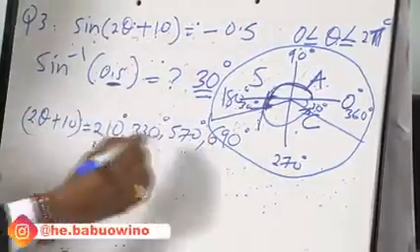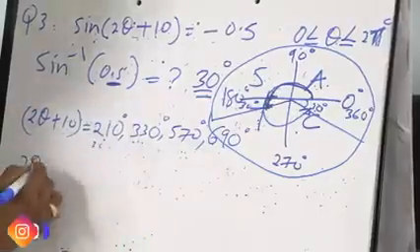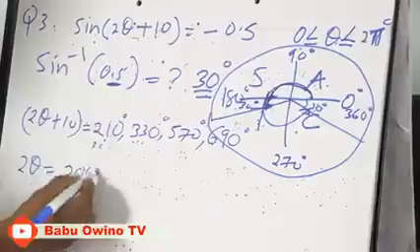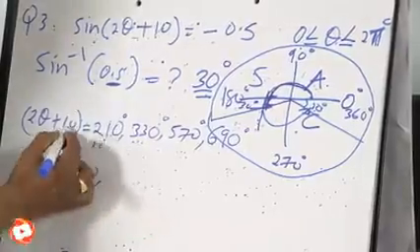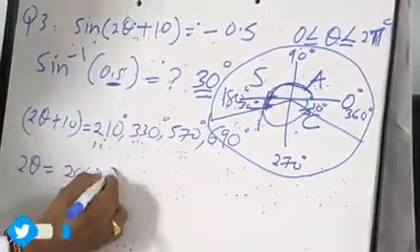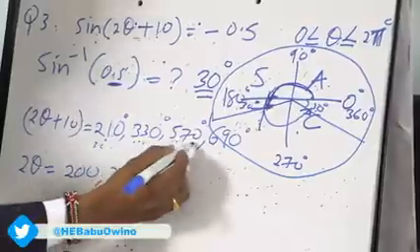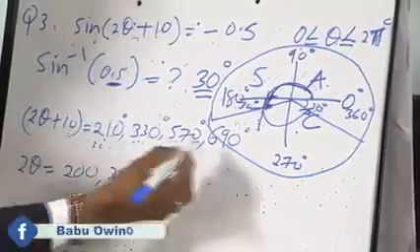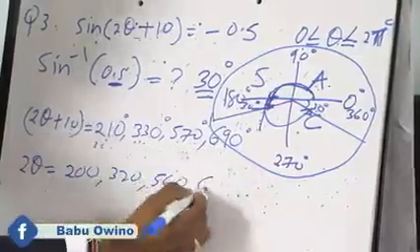Therefore, when we open this, we get 2 theta equals to, when 10 crosses to the other side, 200, because it is 210 minus 10. 330 minus 10 is 320. 570 minus 10 is 560. And finally, 690 minus 10 is 680. They are in degrees.